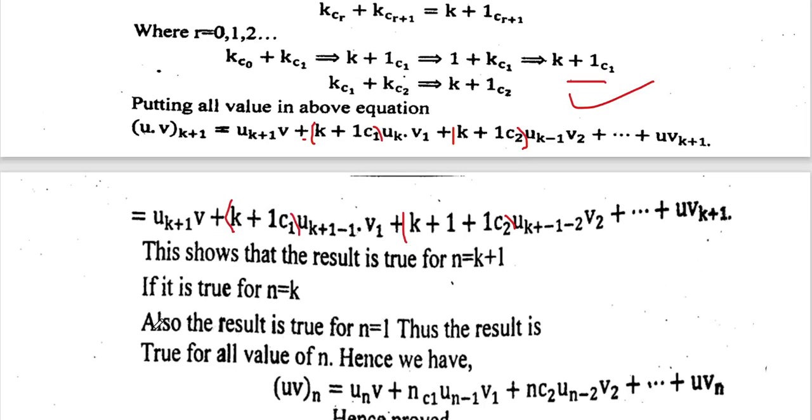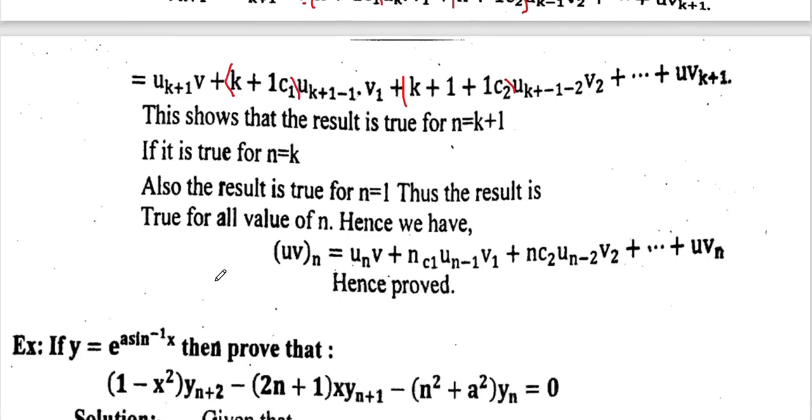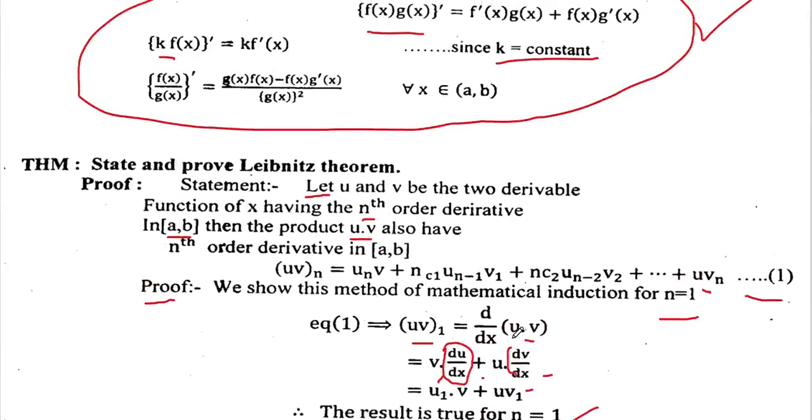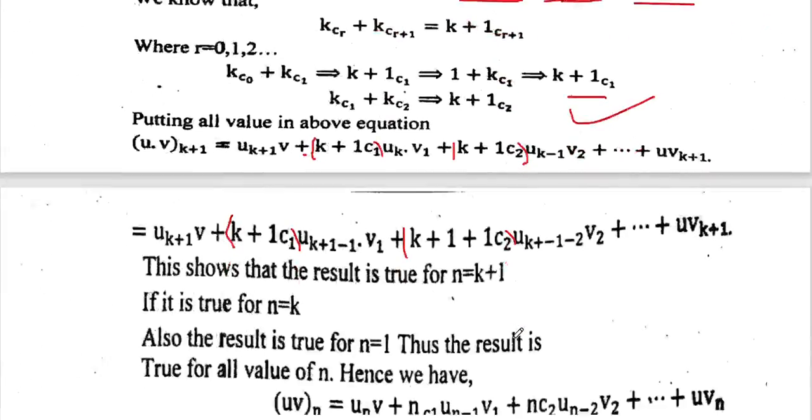Now, if it is true for n equal to k, then the above result is true for n equal to k plus 1. So the result is true for all values of n, and hence we have the nth derivative of uv equal to u^n v plus nC1 u^(n-1) v1 plus nC2 u^(n-2) v2 plus and so on, up to u v^n. So this is the complete proof of the Leibniz rule.